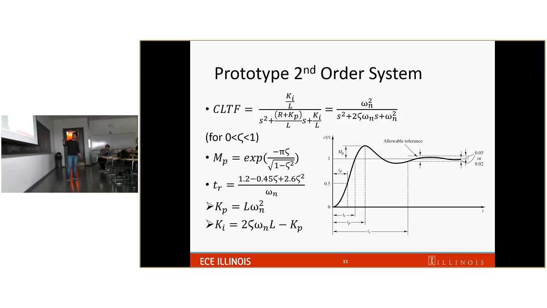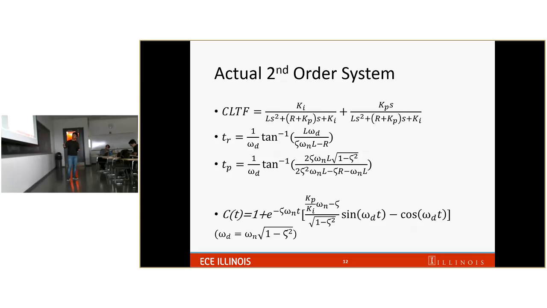So I worked on this. This is the second order system design. This is the closed loop, and this is the prototype design, where Mp is the overshoot value and Tr is the rise time, the time to reach from 0 to the steady state value, which is 1 here. From that, Kp and Ki can be easily calculated, but in the actual system it is a lot more complicated. So I used the Laplace transform to go from the frequency domain to the time domain.